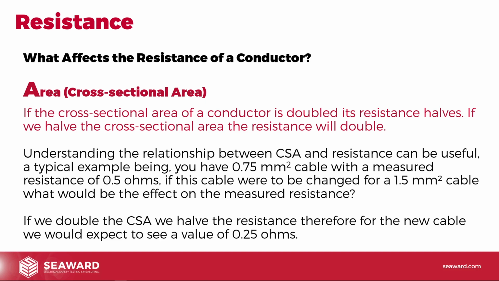So the answer to that question: if we double the cross-sectional area, so we've gone from 0.75mm squared to 1.5mm squared, maybe on a piece of equipment where the cable got damaged, and we've changed it for one that's got twice the cross-sectional area, it's twice as fat, what effect would that have? Well, we'd expect to see the resistance halve. So if we tested it last year, and we had a 0.75 cable on there and got half an ohm, this time we've changed the cable, and it's now 1.5, we'd expect to see half the reading.